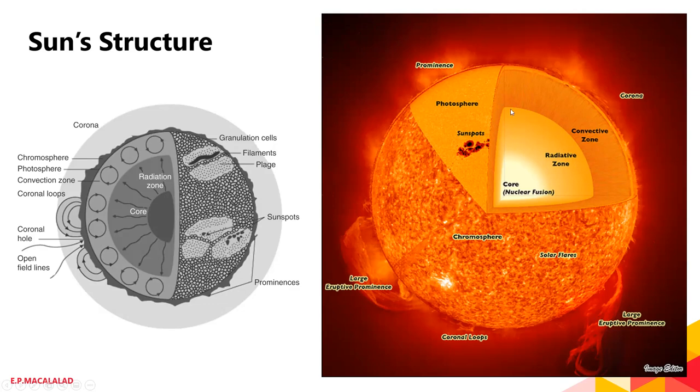And then after the radiative zone, the transfer of energy is done through convection. So there is convection, that is, there is a flow of plasma in this zone. Because of this flow of plasma, there is a series of exchanges between the radiative zone and the surface of the sun.